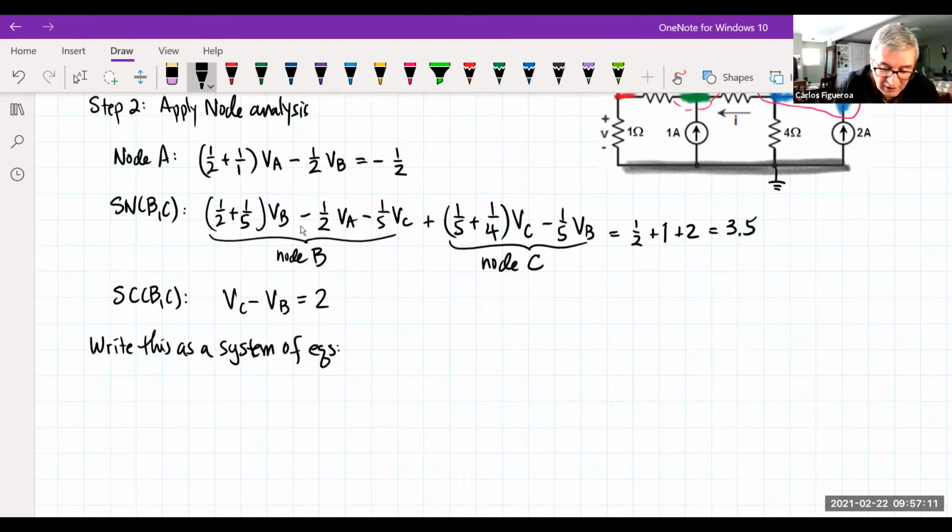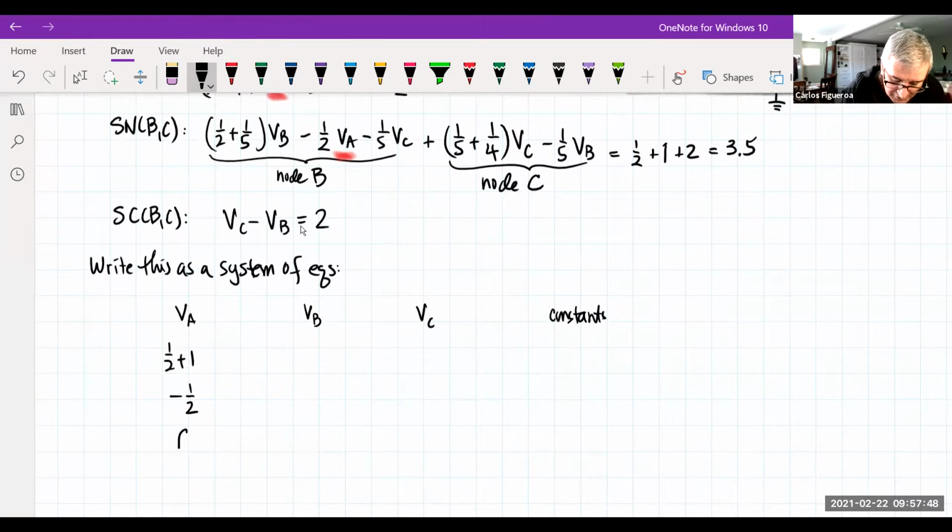So that means I'm going to collect all my A's, all my B's, and all my C's. So I'm going to try to have a column for A, a column for B, a column for C, and a column for the constants. So here I go. I'm going to focus on my A terms. Those are my 2 A terms, so here I go. I'm going to have 1/2 plus 1. My second equation, I have minus 1/2. And then my third equation has no A, so it's got to be 0.